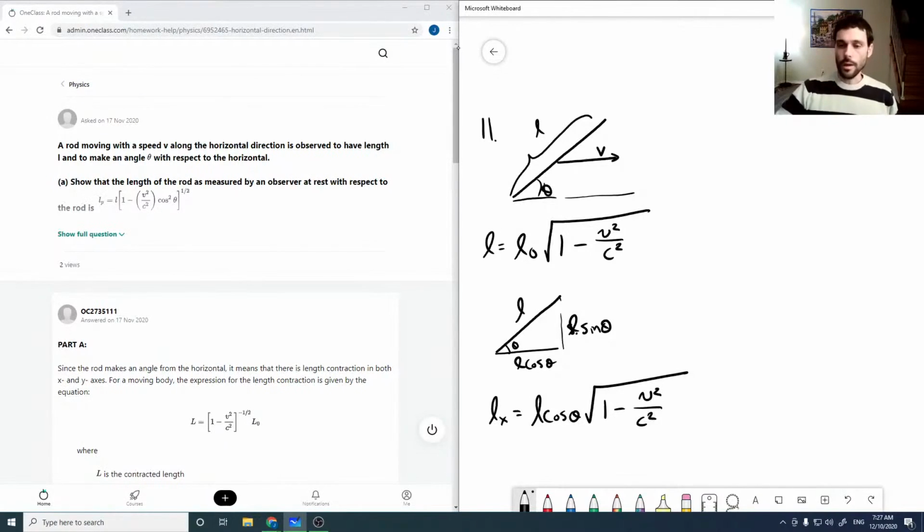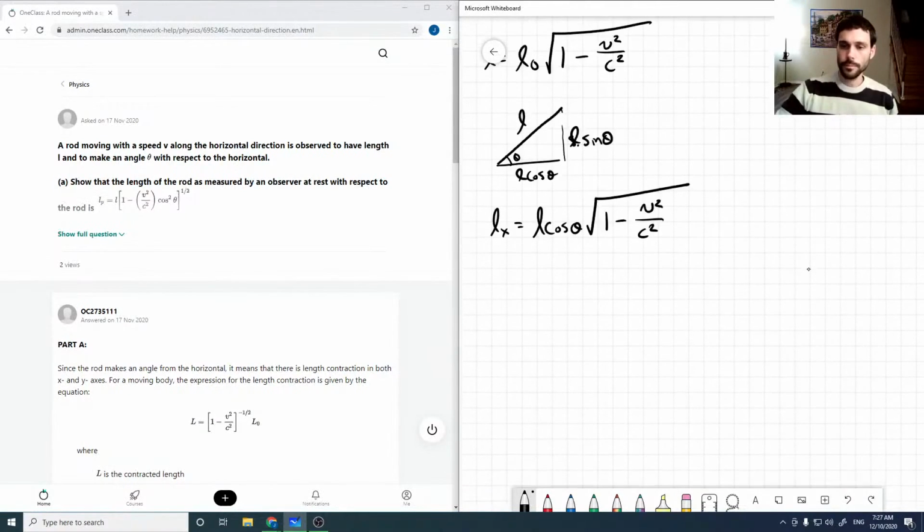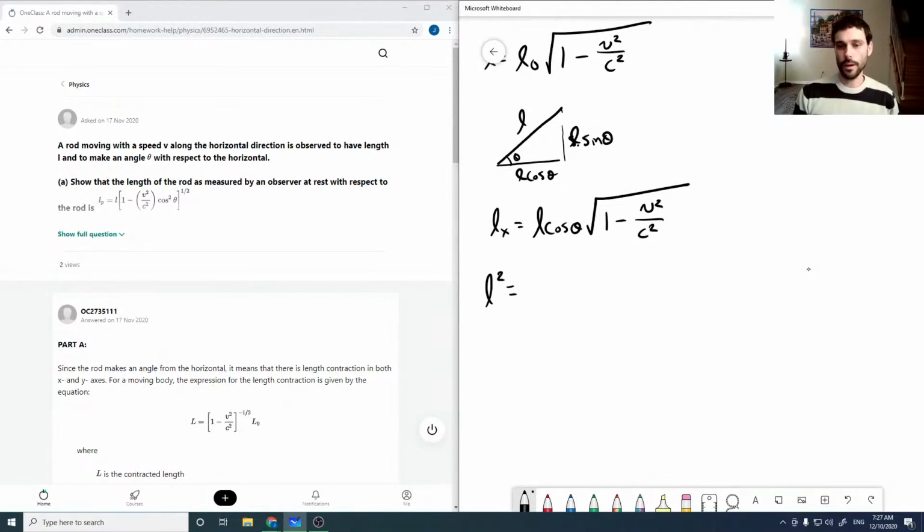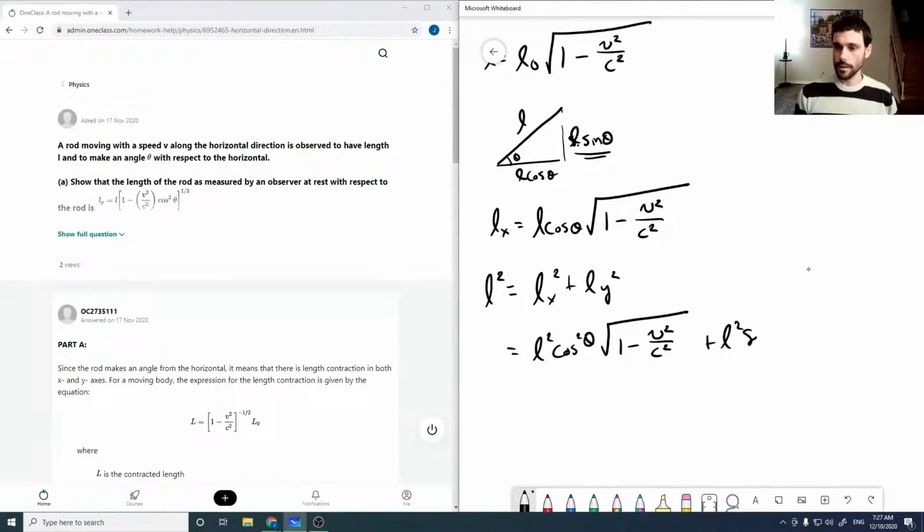And so our total rod's length is going to be L squared is Lx squared plus Ly squared. And our y isn't going to be compressed. So this is going to be L squared cos squared theta, 1 minus v squared over c squared, plus L squared sine squared theta. And that square root will no longer be there because it should be squared.